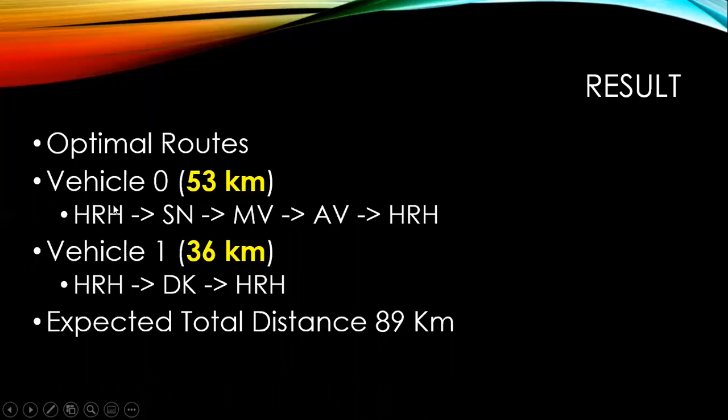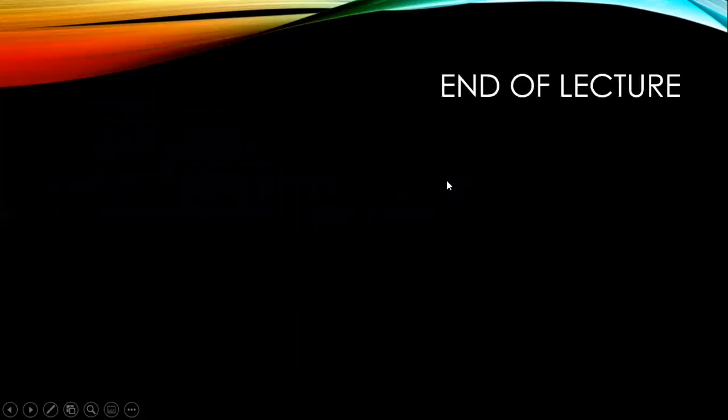It should go from the home depot to Sarojini Nagar, then Mayur Vihar, then Anand Vihar, and back to the depot. And vehicle 1 should start from the depot and go to Dhola Kuan and back to the depot. So the expected total distance is 89 kilometers, and we will save time by using two vehicles. This is all for today. Thank you very much.